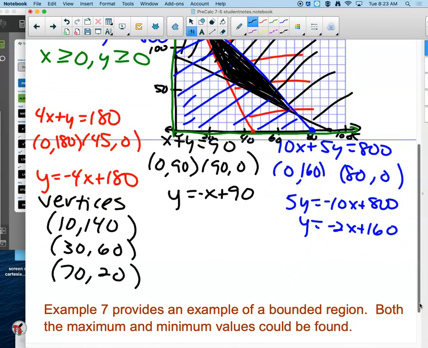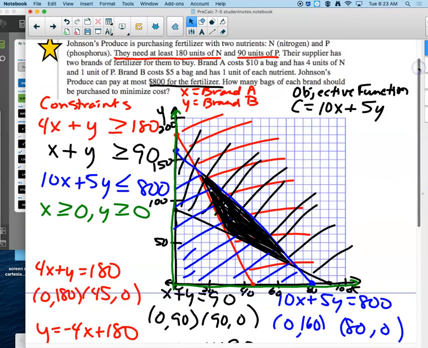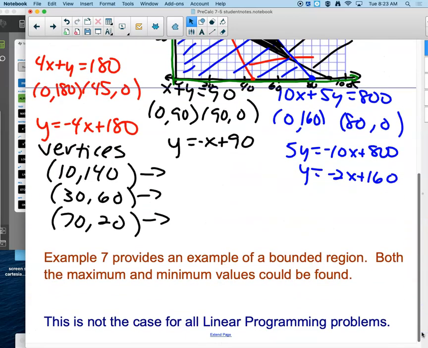Now at this point, you might have already forgotten, what is it we're trying to do again? Because you go through a lot of math to get to this point. But it's all about that objective function. So I have to take these vertices and put them into, way back up here, we said our objective function was C equals 10x plus 5y. So let's see what we get.